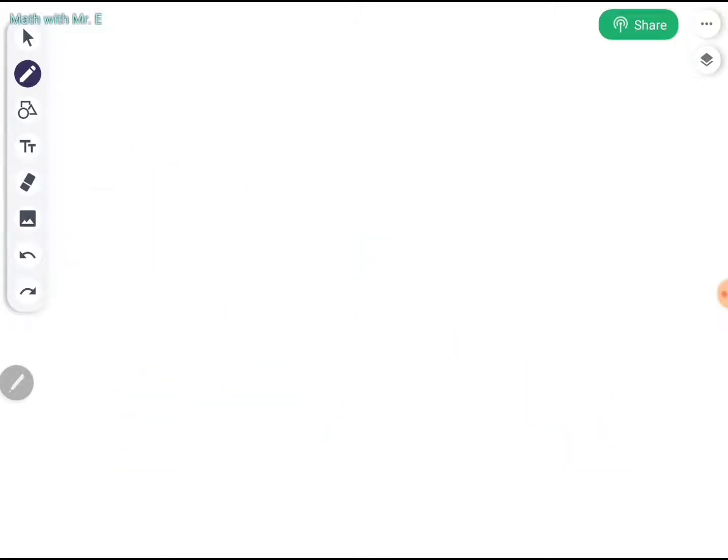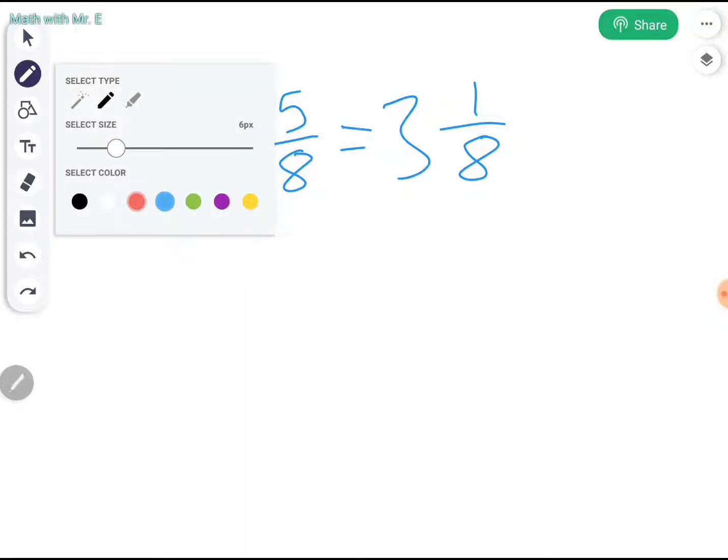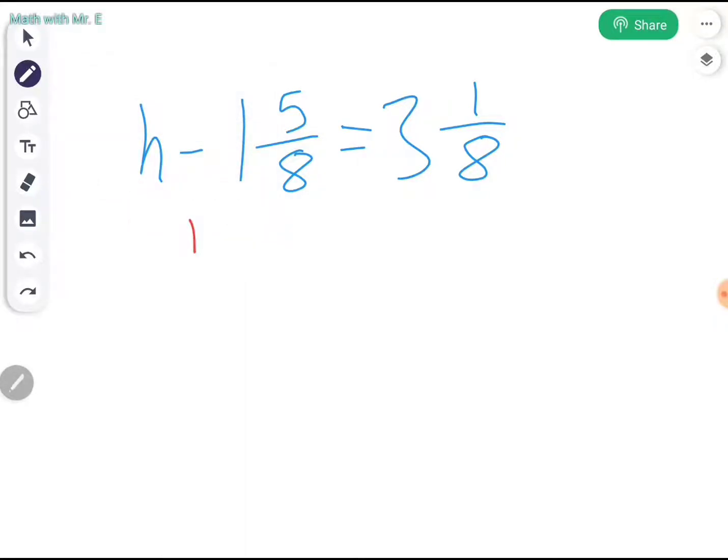So let's do h minus 1 5/8 equals 3 1/8. So again, our goal is going to be to isolate h, to get it all on its own. So right now we've got h minus 1 5/8. So we need to get rid of that minus 1 5/8 by doing the opposite. So we are going to add 1 5/8 to both sides.